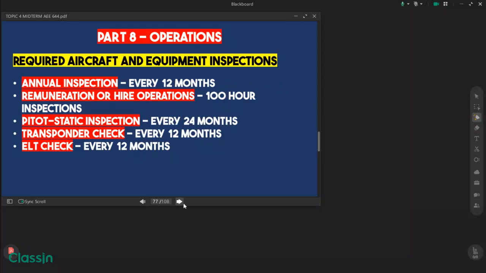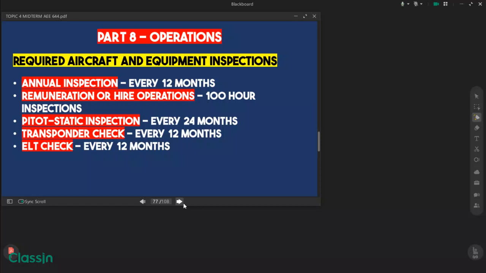So, ito lang naman kailangan yung tandaan. So, annual inspection, from its word annual, annually. So, every year. So, every 12 months po siya. Okay? So, 100-hour inspection, every 100 hours. Pitot static every 2 years or 24 months. Okay? So, transponder check, every 12 months.